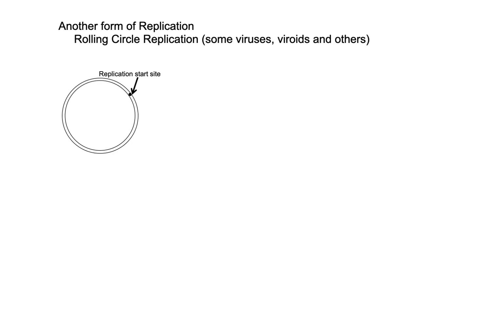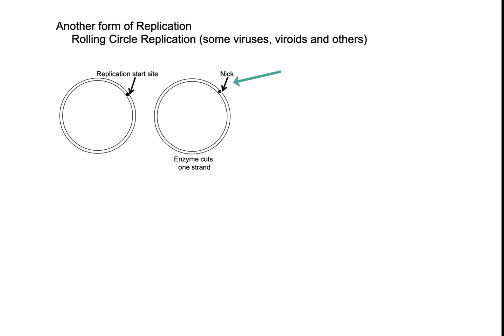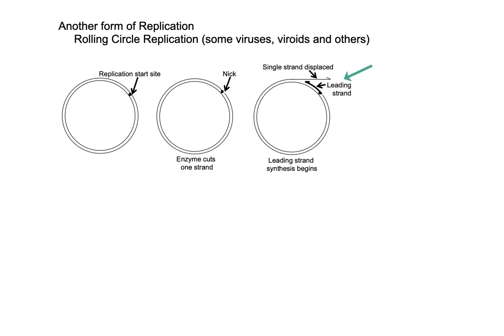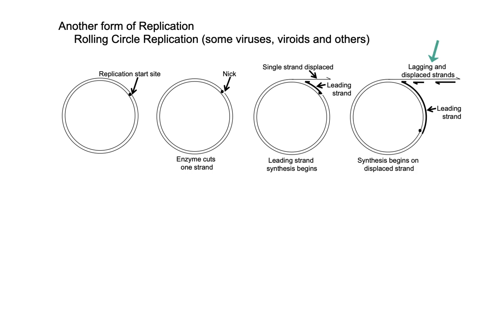Another form of replication that some viruses, viroids, and even some eukaryotic sequences use is called rolling circle replication. So replication starts at one point where one of the strands is nicked at a specific location, followed by initiation of replication by the DNA polymerase at the site of the nick. So that becomes the leading strand, and then there's a single-stranded piece of DNA that is displaced. And that becomes the lagging strand.